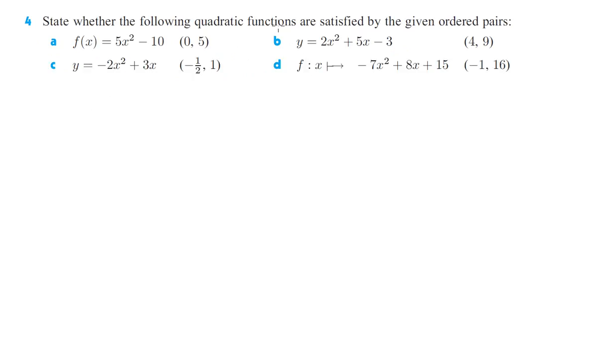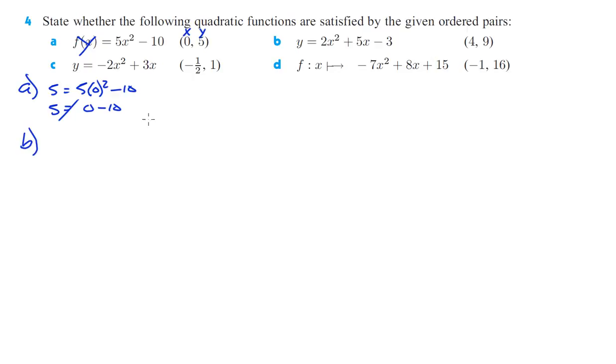State whether the following quadratic functions are satisfied by the given ordered pairs. So for a here, wherever we see x, we're going to plug in 0. Wherever we see y, we're going to plug in 5. And remember, this f of x is the same thing as y, right? So for this one, we get 5. Does 5 equal 5 times 0 squared minus 10? So that's going to be, does 5 equal 0 minus 10? No, it does not. So it is not satisfied by the given ordered pair.